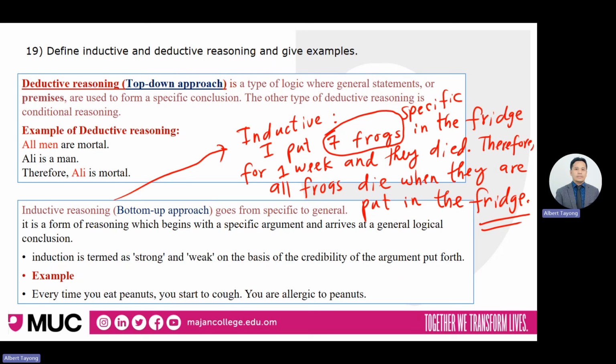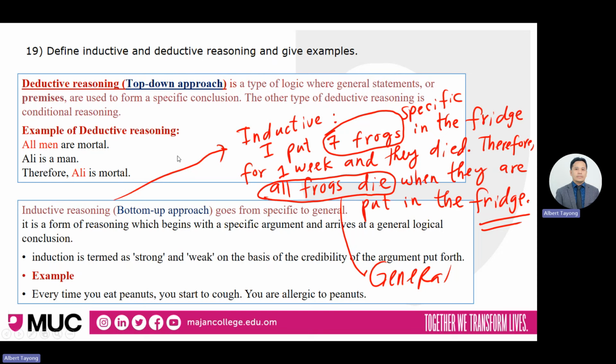So this is like an experiment. You put 7 frogs in the fridge for 1 week and they died. Therefore, all frogs die when they are put in the fridge. So here is our conclusion. General. Specific 7 frogs, general all frogs. Yeah. So it is an example of inductive argument.